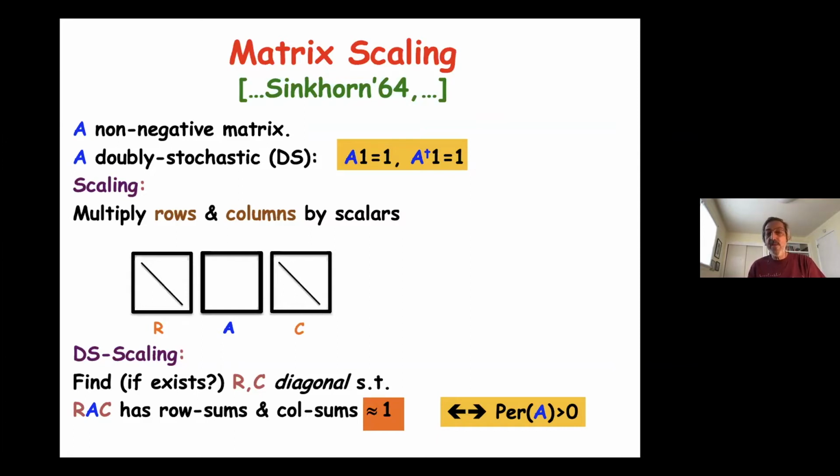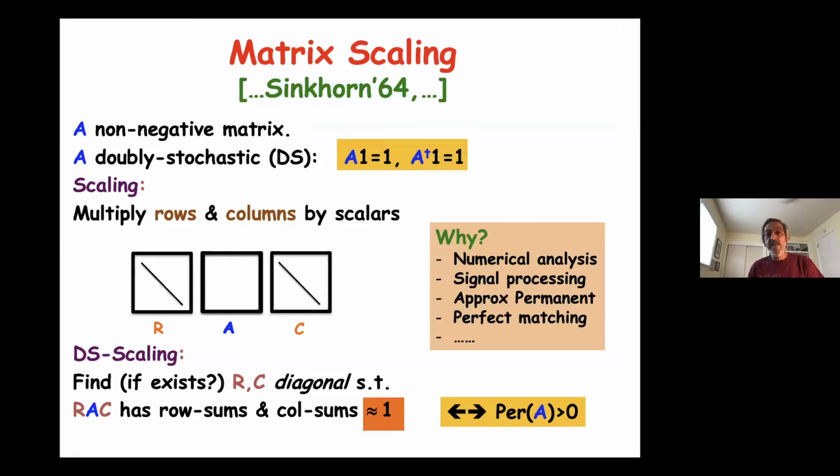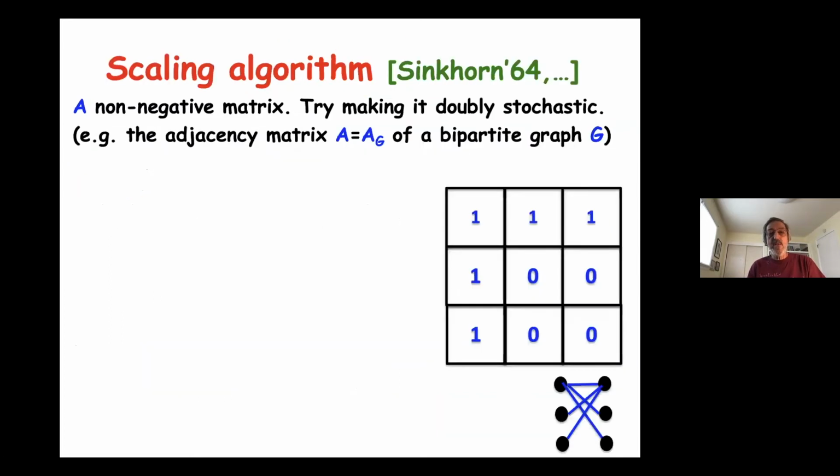People looked at this problem for many different reasons. It sort of turns out to be important, but let me not get into this. Anyway, it's equivalent to perfect matching. How do we solve it? Okay, so I give you this non-negative matrix. Let's say it's the adjacency matrix of this graph below. And I ask you whether you can make it doubly stochastic.